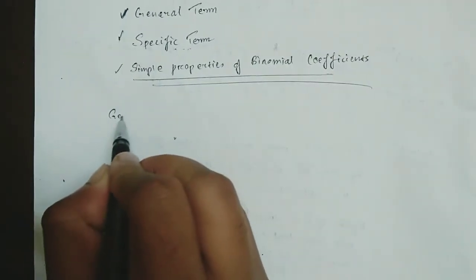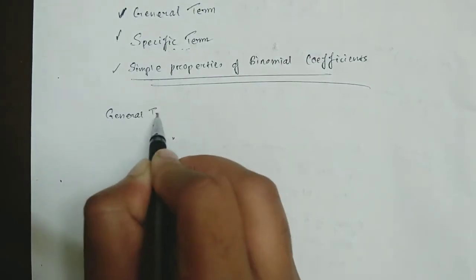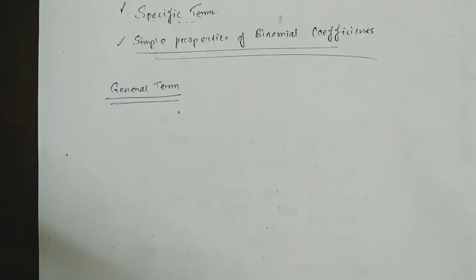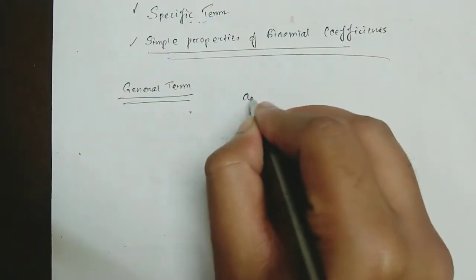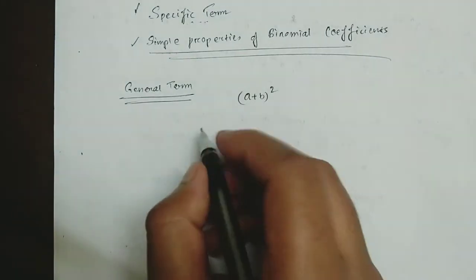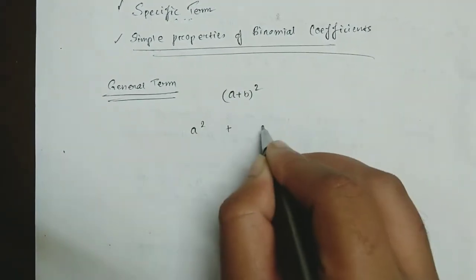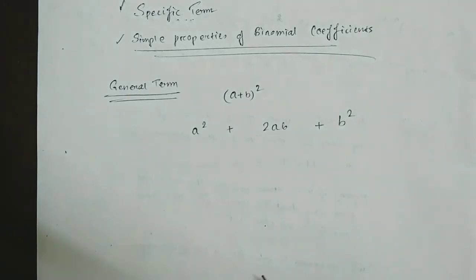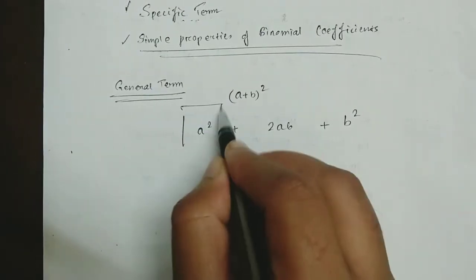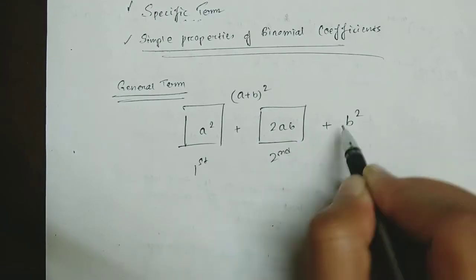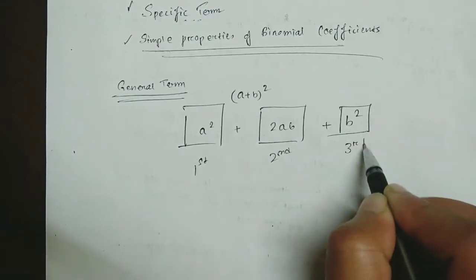So general term bolte ki bujha jay. So what is basically general term? Let's take for example a plus b whole square. এবার এটাকে যদি আমি এক্সপ্যান্ড করি তাহলে কি আসছে a square plus 2ab plus b square. এবার এখানে আমার কটা টার্ম আছে? This is my first term, this is my second term, this is my third term.